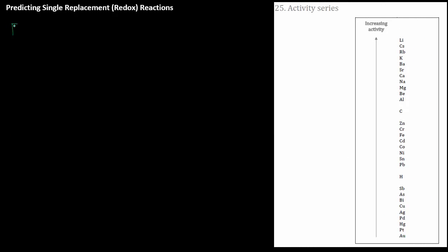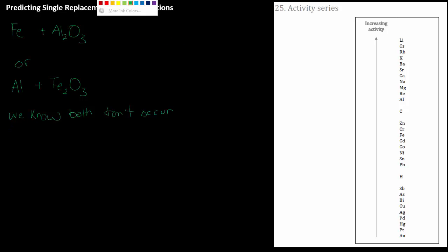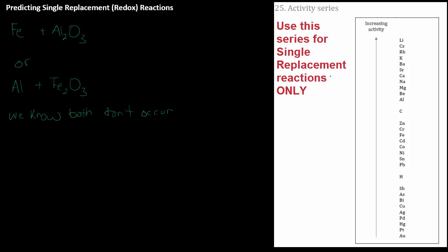You're going to want to use the activity series, which is table 25 in your data booklet. If you were provided with this scenario, you can use the activity series to determine which of the two reactions will proceed as written. So iron plus aluminum oxide, or aluminum plus iron(III) oxide. You know that both of them don't work. So how can I use a data set to tell me which one will work?